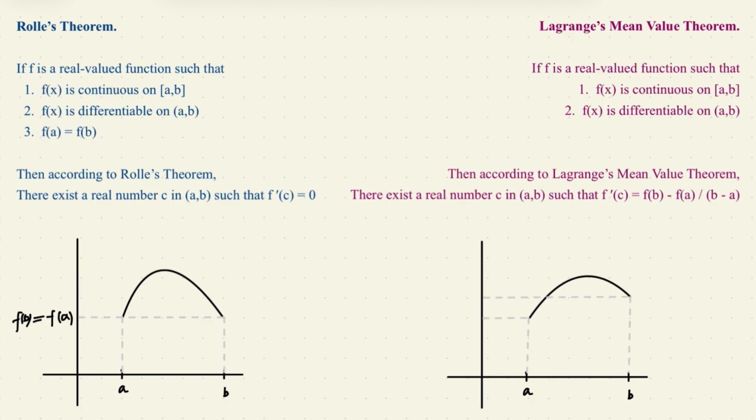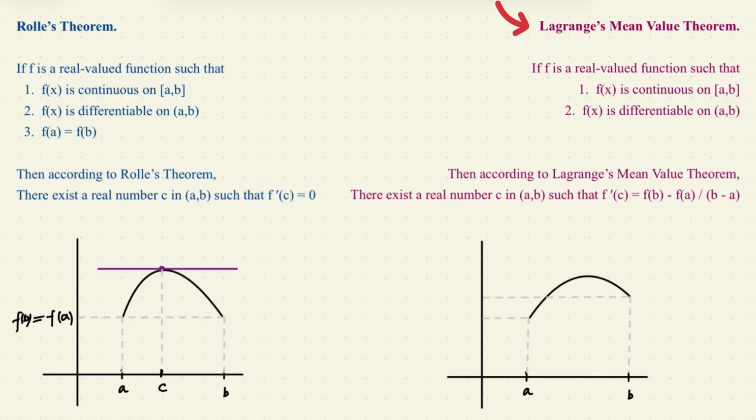Now geometrically, Rolle's theorem says that if all these three conditions are there, then there must be one point between a and b at which if I draw a tangent, then that tangent will be parallel to the x-axis. And if a tangent is parallel to the x-axis, that means the slope of this tangent should be equal to 0. And it's written f'(c), which is the slope of the tangent at point c, is 0. So this point is c here.